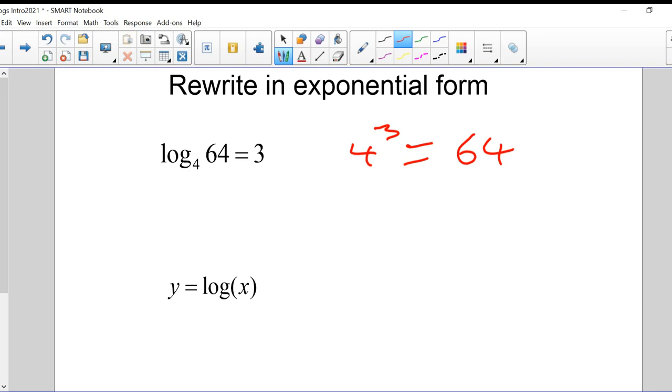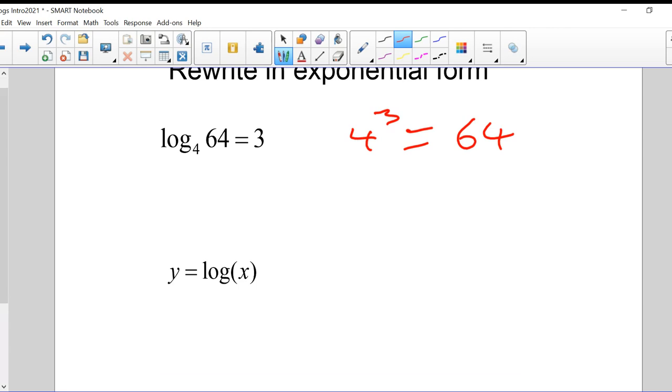How about the next one though? y equals log x. Again, remember, I didn't state the base here. So we make an assumption when we don't state the base. What would that be in this case, in exponential form? What do you think, folks?